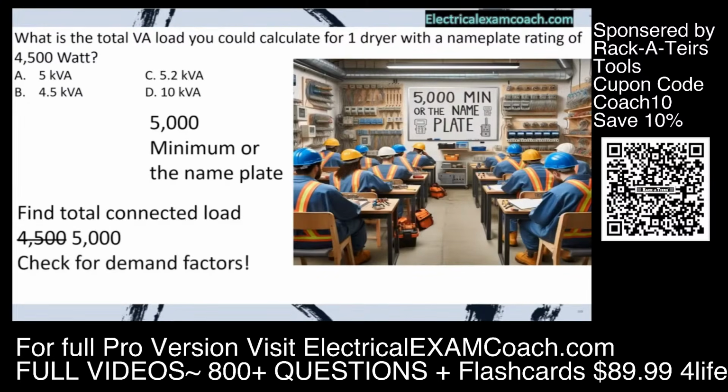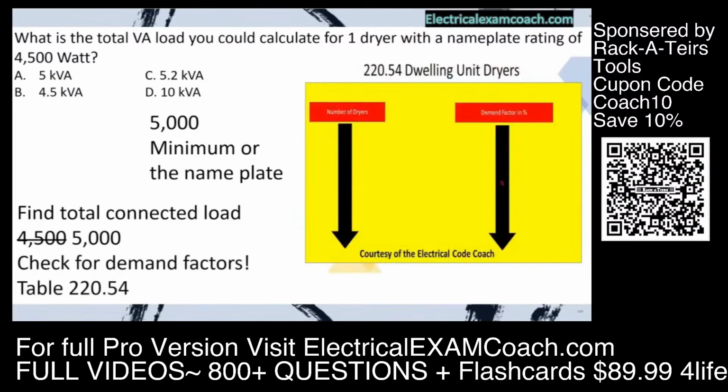Now we check for demand factors. For this, we're going to head to table 220.54. And we're going to find that for 1 through 4 dryers, it's at 100%, meaning that there is no demand factor. And we just select A. Great job.